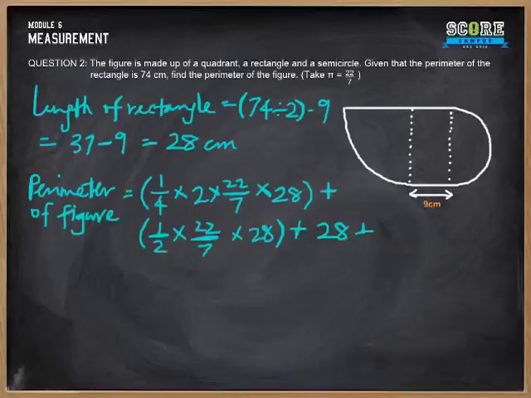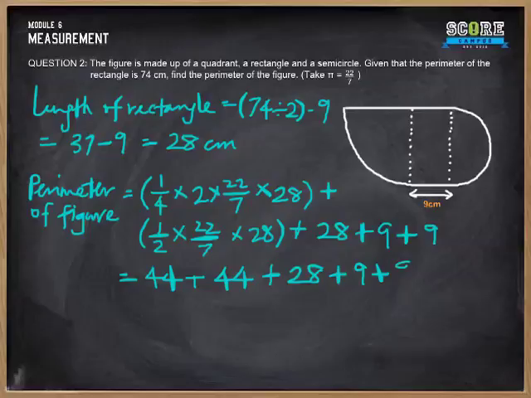Plus 28 plus 9 plus 9. When you do the mathematics behind it, you get 44 plus 44 plus 28 plus 9 plus 9. Add it all together, you get 134 centimeters, and that is your final answer. That is the perimeter of the figure. You've done well. Let's move on to question 3.